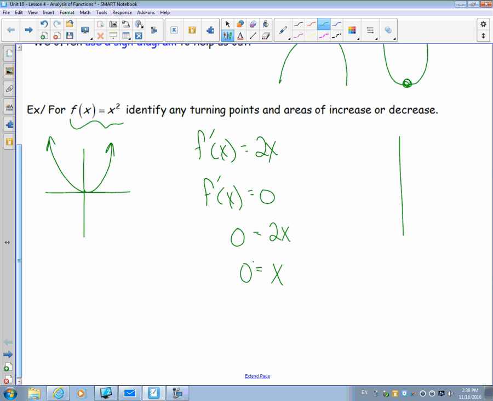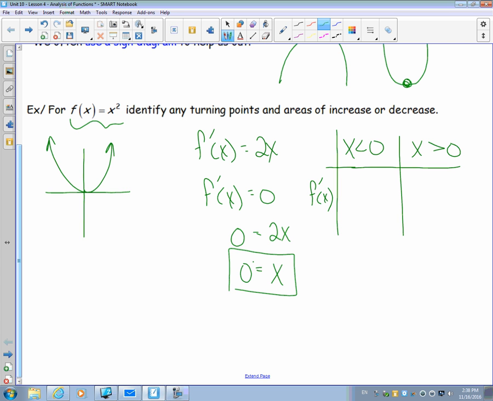Well, we're going to make a sign diagram using the critical value of 0. And I want to see what happens to the left of 0, so in other words below 0, and to the right of 0. And using my derivative in these intervals, I can figure out if my function's increasing or decreasing. How do I do that?